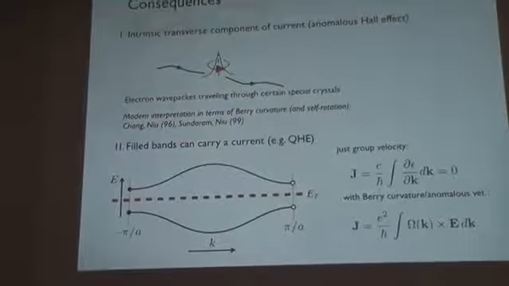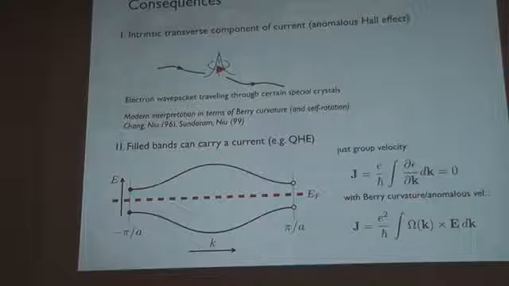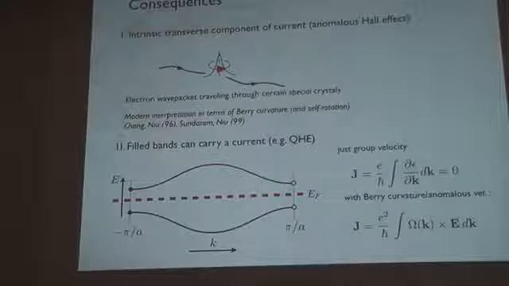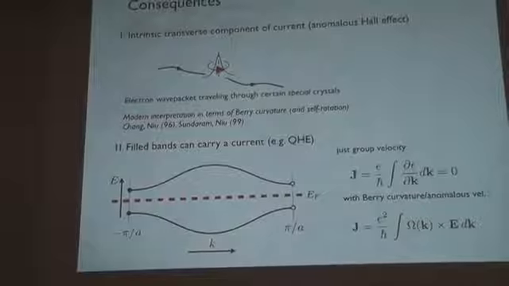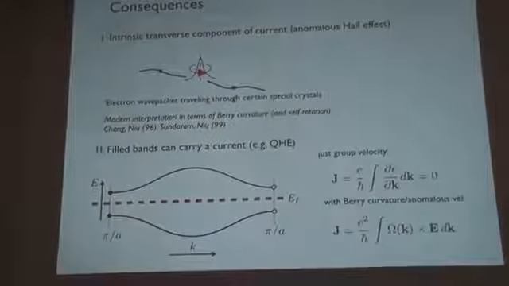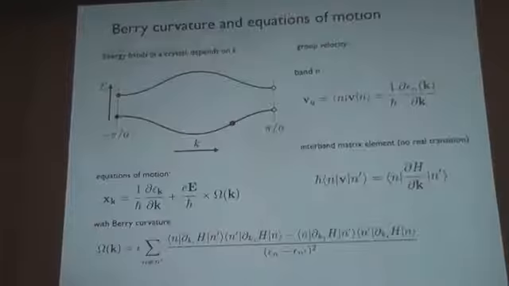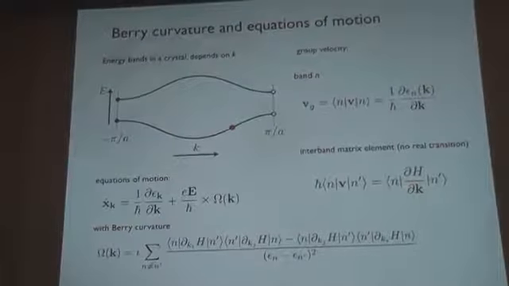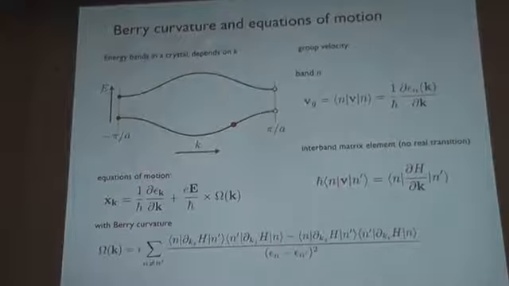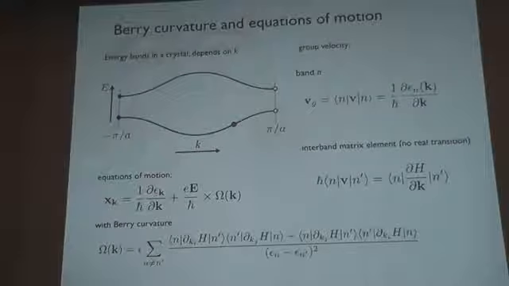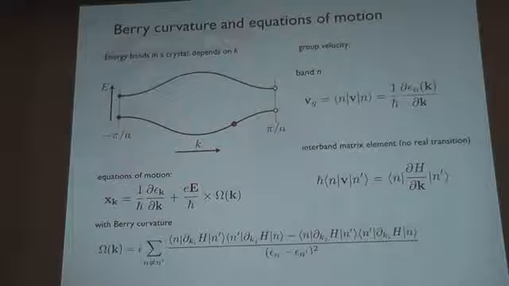Okay, so let's think about the consequences of this now. First of all, there is now an intrinsic transverse component to my current, and it gives you some kind of anomalous Hall effect, like we said from before, right? So if my omega is pointing out of the board, out of the plane, out of the screen, and I apply an electric field that's going vertically up in the screen, then of course I'm going to get a Hall effect from this. And so this kind of explains it.